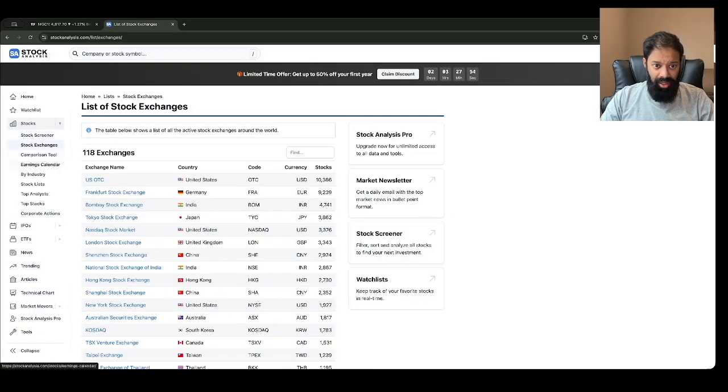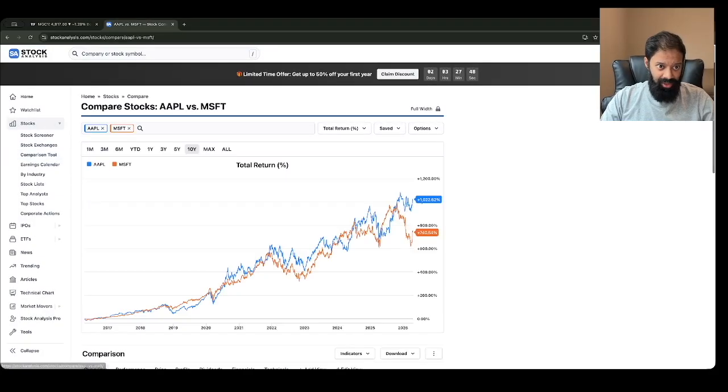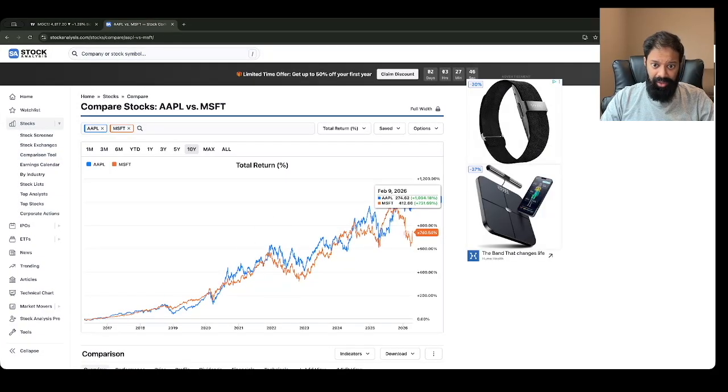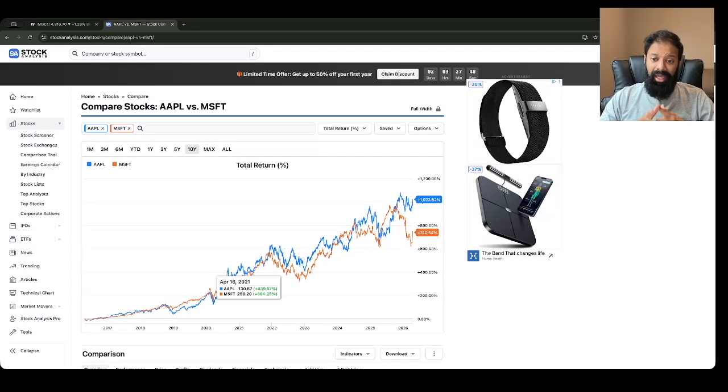There's stock exchanges, there's a comparison tool if you're trying to compare two competitors in the same space, Apple and Microsoft, for example. You can look at their metrics, look at their comparison, performance, price, profile, dividends. That's really useful. And that's something that I had in my previous version of my own software, but I scrapped because it was so much work and so much money to put all that together.